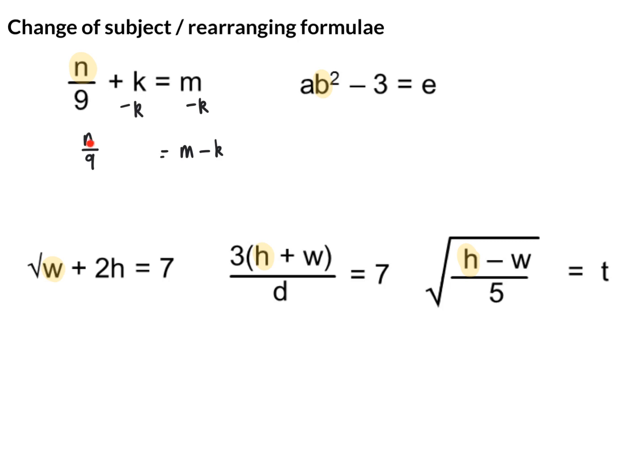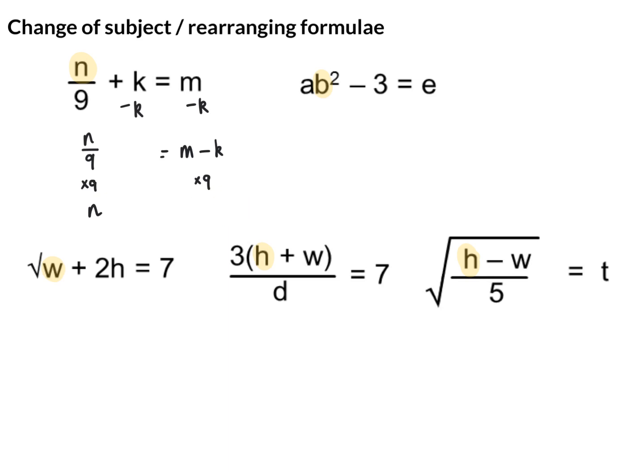Now, I've got the n trapped in the top of this fraction, so I need to get rid of this over 9. This means divided by 9, so to cancel that out, I'm going to do the inverse. I'm going to multiply each side of my equation by 9. That is going to leave me with an n on its own, and that is going to equal 9 lots of m minus k. There's no need for me to expand the brackets. This is perfectly fine written like that.